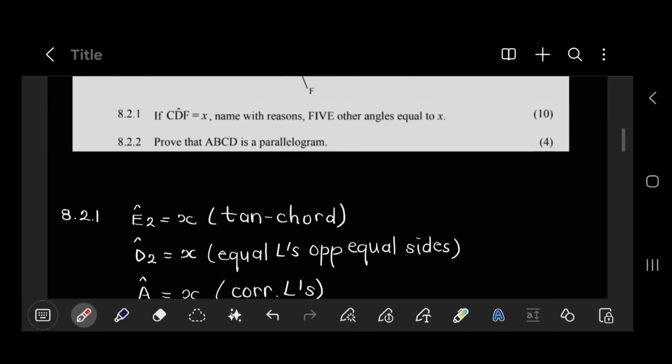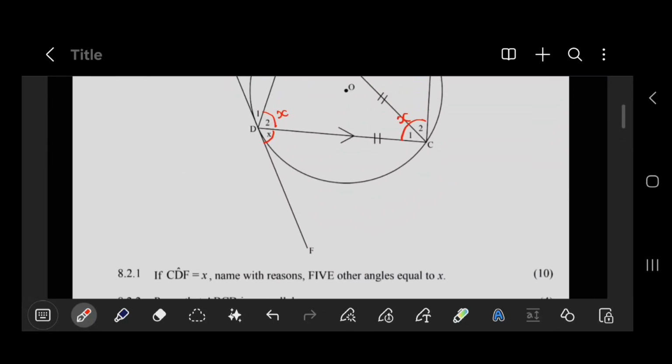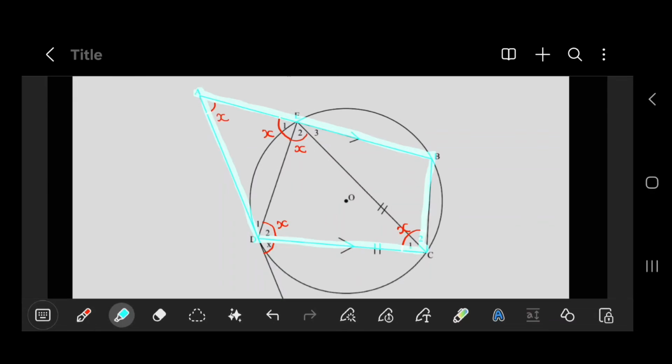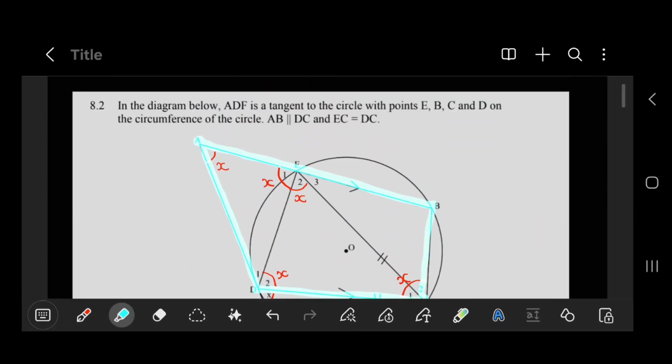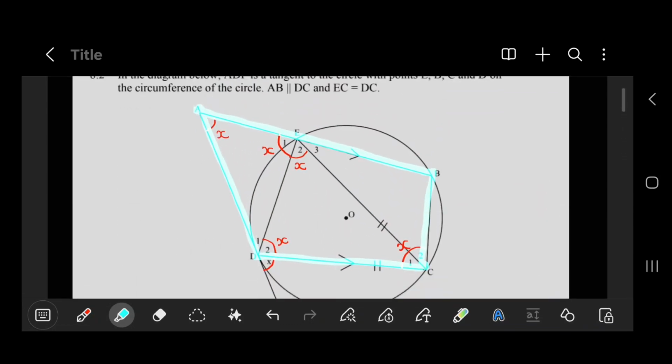Now, at point 2.2, we need to prove that ABCD is a parallelogram. Okay, so here is the quadrilateral ABCD, and remember, they want you to prove that it is a parallelogram. Now, there are many properties of a parallelogram that you had learned last year in grade 10 when you were introduced to quadrilaterals. But I want to focus on one of the more basic properties of a parallelogram, which says that the opposite angles are equal.